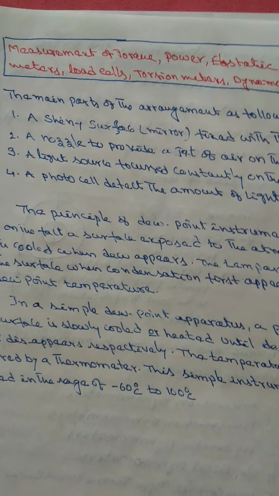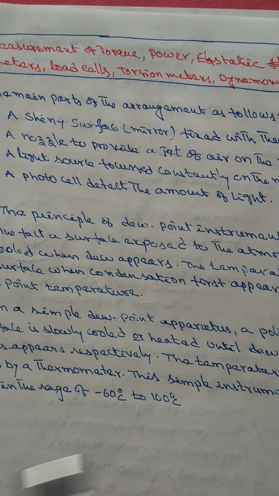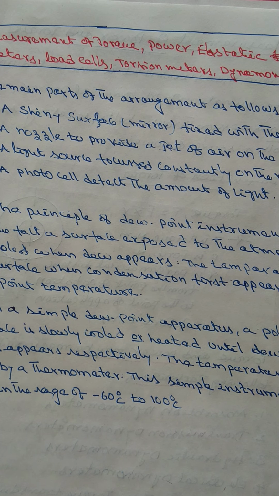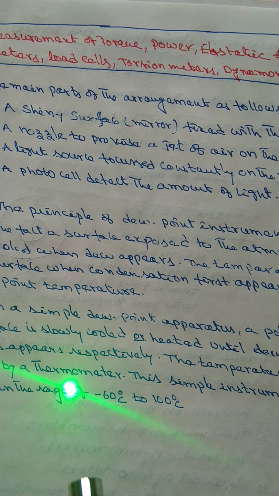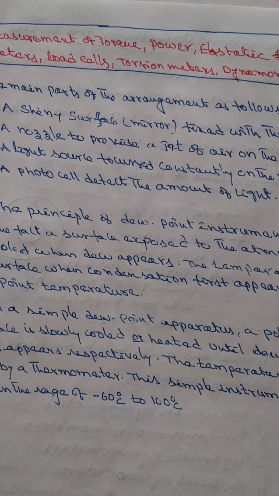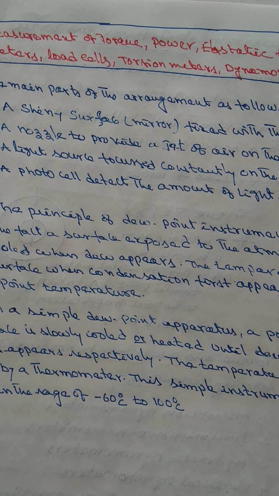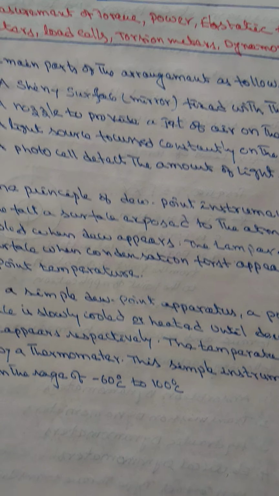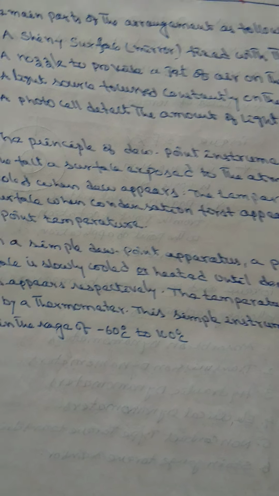Generally we measure humidity from about minus 60 degrees centigrade to 100 degrees centigrade. 100 degrees centigrade is the temperature of boiling water. This simple instrument is used in this range.